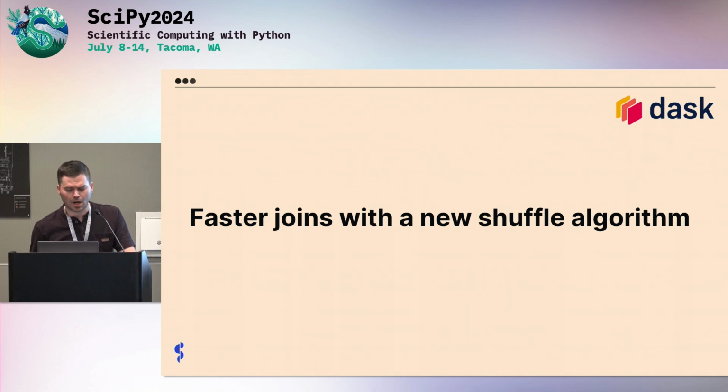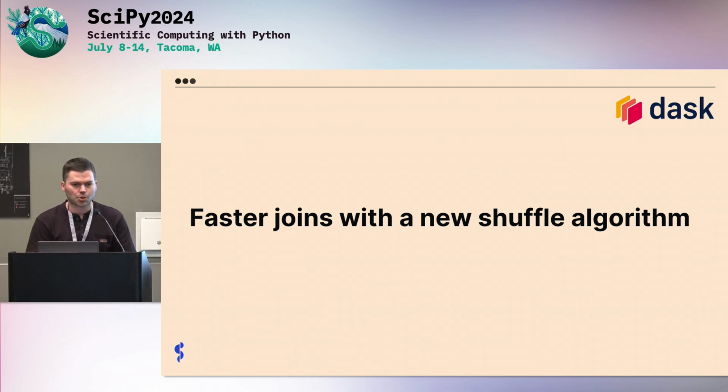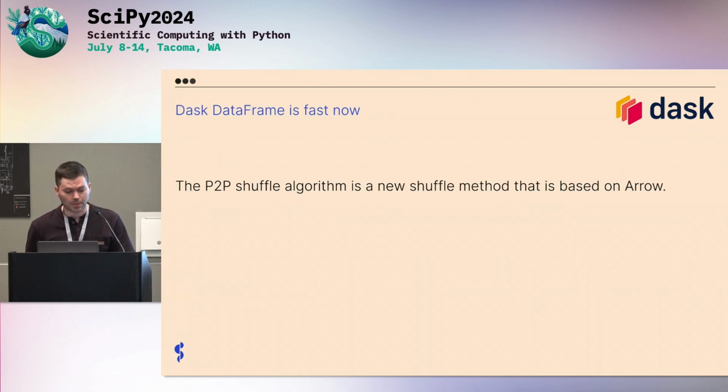The second one I'm going to talk about was our new shuffling algorithm. When dealing with distributed data frames, anytime you need to do a sort operation, or sort values, or you need to do a join or a merge, you end up doing this big shuffle and sorting of the data, and that's actually really expensive. So our new algorithm helps a lot there.